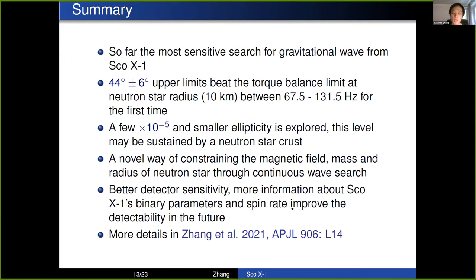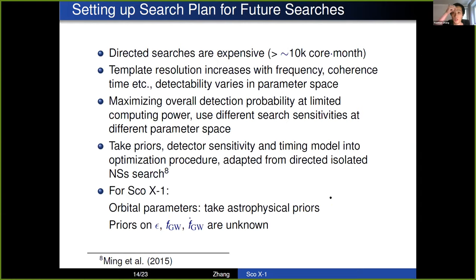If you see Andre's talk on Wednesday, he presented a few other approaches for Scorpius X-1 in O3. We're looking forward to the future. In O2, we basically just used the same coherence time all the time, while that is not likely to be the optimal setup. As in Mean et al., they take all the information from the source, all the information of the detector and the understanding of the search pipeline, and put them together. You can maximize the detection probability at limited computing power. Basically, you place different sensitivity in different parameter space. So for Scorpius X-1, you can do something similar.